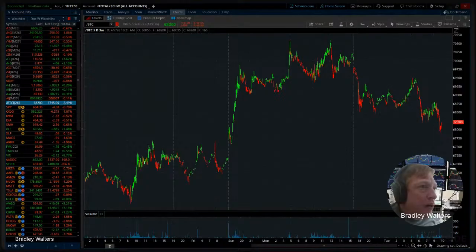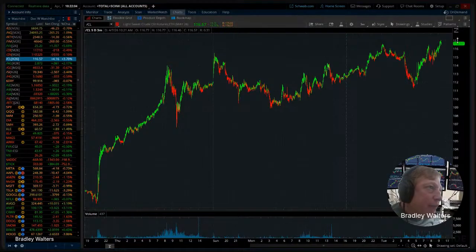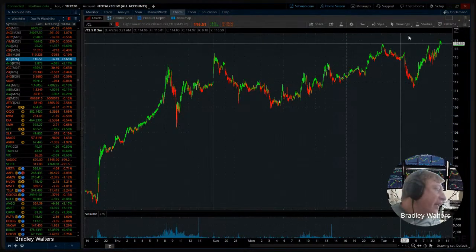And let's take a look at the crude oil. It's kind of pulling back a little bit here. Interesting.